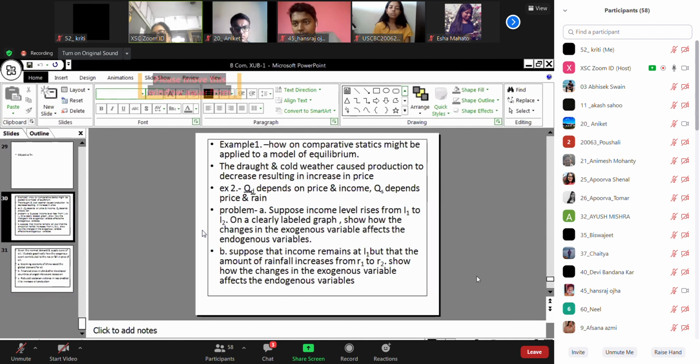Whenever you are going to answer any economics question, first, if there is a diagram, just draw the diagram and understand it. Then everything will flow from that diagram.